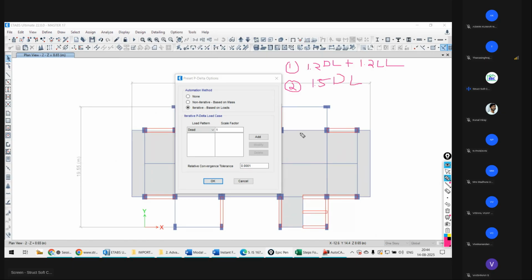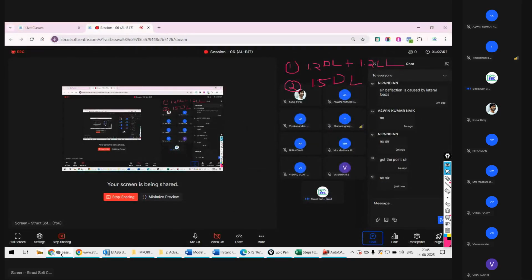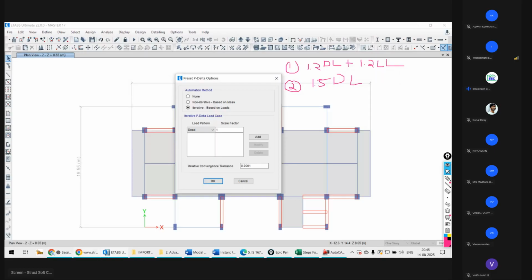1.5 dead load or 1.2 dead load plus live load, which one to be considered? Both are gravitational loads. Tell me fast. Which one will be the critical one? Both of these you can consider; some of you will say I will consider this, some will say consider this. You can take either, no doubt both are correct, but this will give the more critical result.